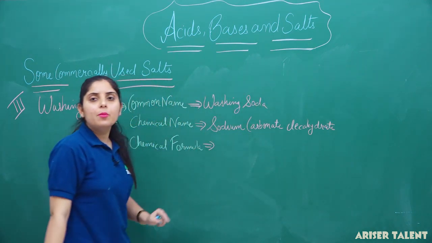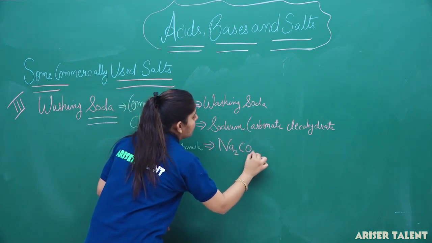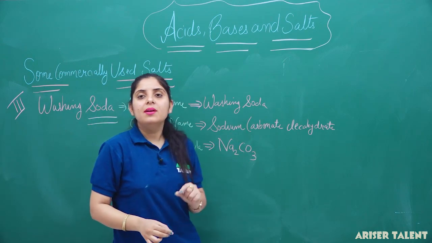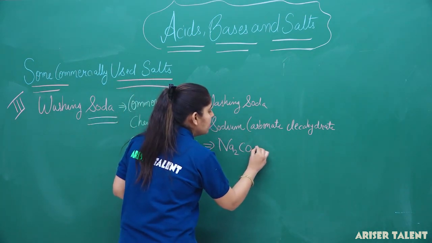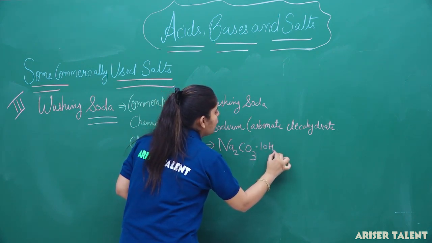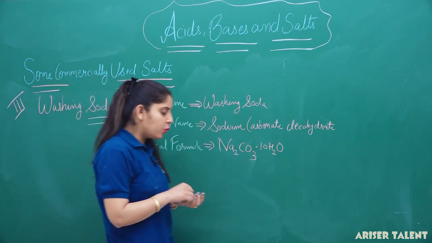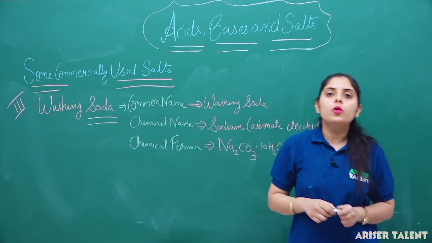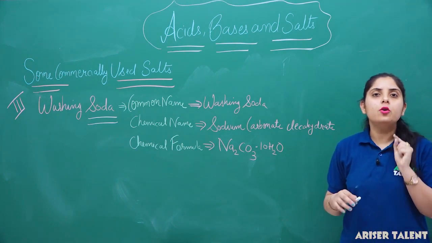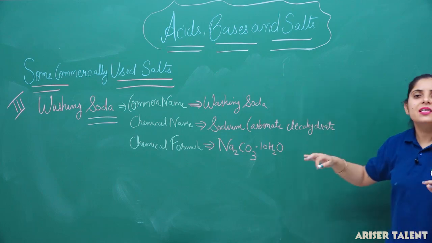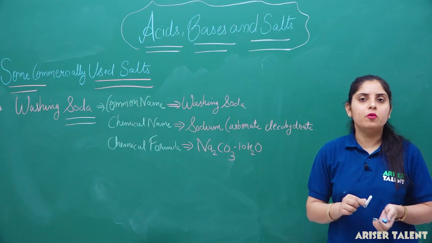Now, sodium carbonate means Na2CO3. And we have used a term that is decahydrate. Deca means 10. So, it will have 10H2O. So, this will be the general description about the washing soda, that its name is sodium carbonate decahydrate and its general formula will be Na2CO3.10H2O. Now, after discussing these common facts, we are going to proceed to the procedure for making that washing soda.